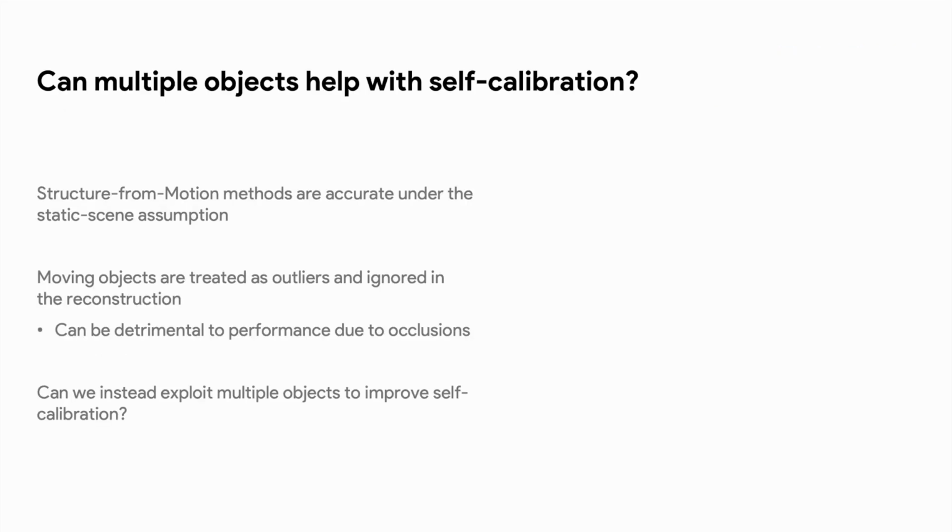Self-calibration is the problem of estimating the intrinsic parameters of a camera, and this task is fundamental for the problem of structure from motion, which is the task of recovering the 3D structure and the camera motion of a scene. Structure from motion operates on static environments, and dynamic objects, so rigidly moving objects, are treated as outliers. Moving objects can be detrimental to performance due to the fact that they generate occlusions in the static environment. So our question is, can we exploit the multiple objects in order to improve the results of self-calibration?